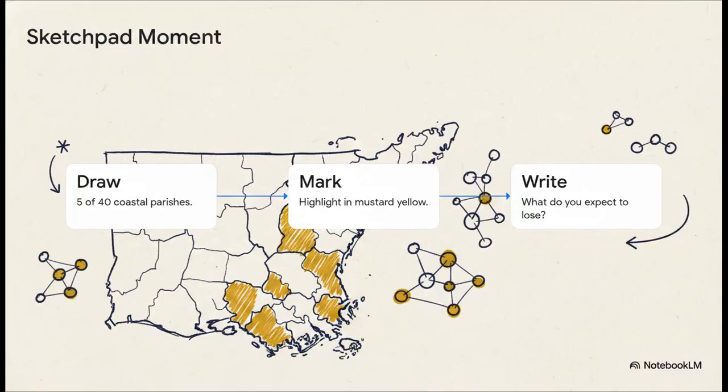Okay, let's slow down for a second. Before you even think about touching a single line of code or booting up the interactive lab, we are having a sketchpad moment. The real heavy lifting thinking in this course happens on paper first. The software is just there to verify your logic. So, out of the 40 coastal parishes we're looking at, I want you to literally draw just 5 of them on your physical notepad. Got 'em? Now, go ahead and heavily mark those 5 in mustard yellow ink.